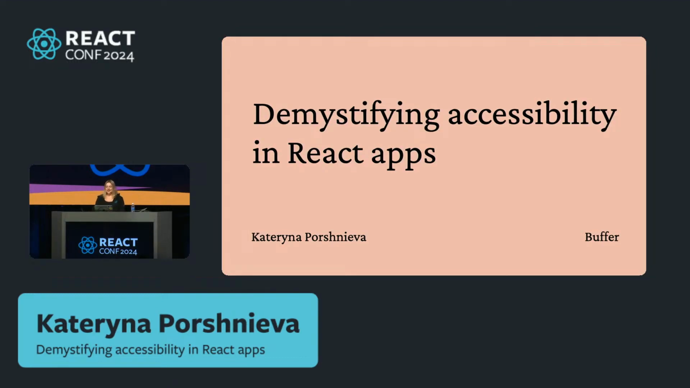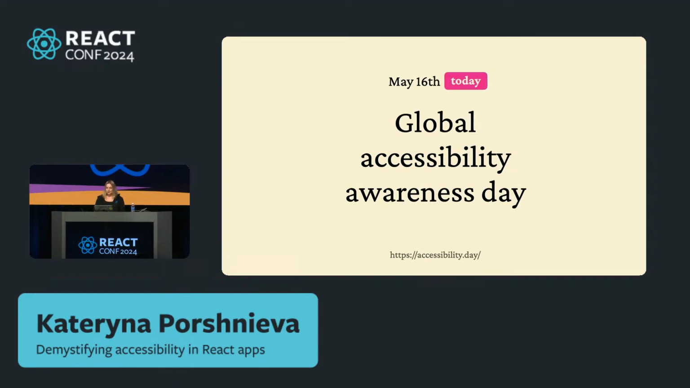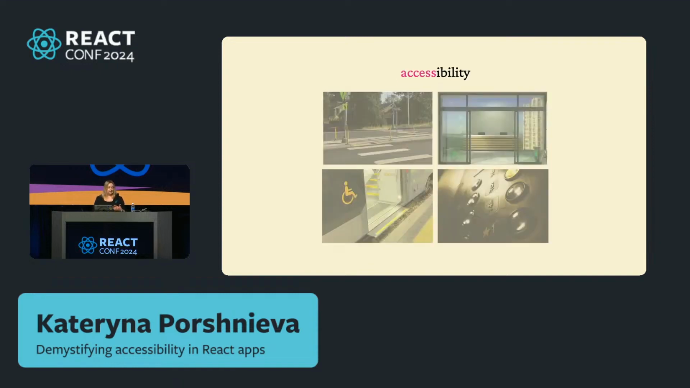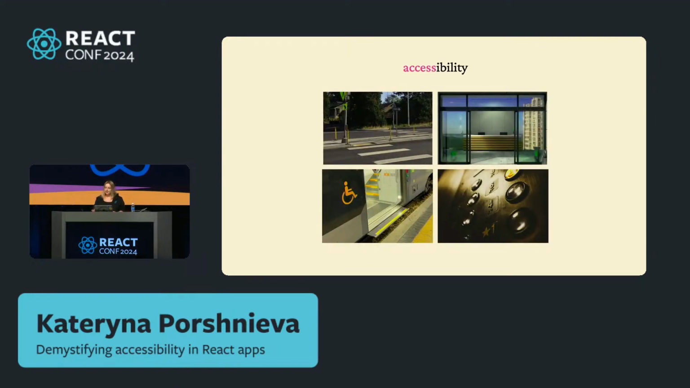Now we are ready to start, and I want to talk to you about accessibility. Interestingly, today is the Global Accessibility Awareness Day. So it deserves a round of applause. So let's celebrate it together by learning more about accessibility in React. Accessibility is all about ensuring equal access for people with disabilities. And you are likely familiar with accessibility features in the public space, such as curb cuts, ramps, elevators, and sliding doors.